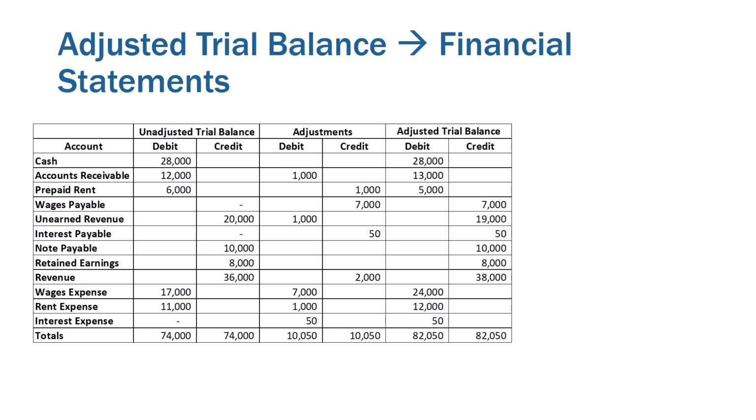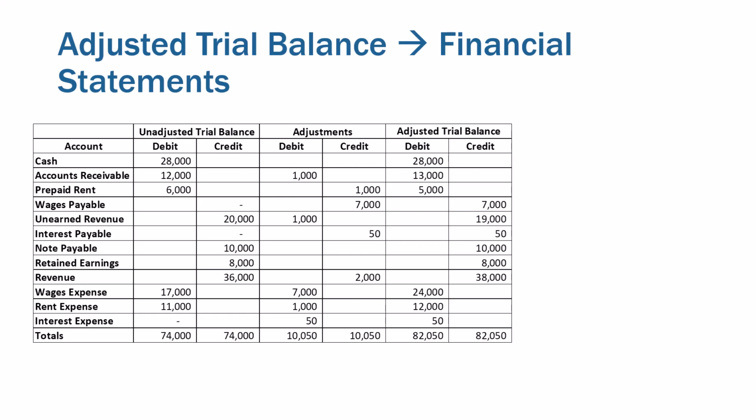Some tips I have for you. We never adjust cash, and we always adjust one revenue and one expense, and then we also will make the offset to an asset or a liability.